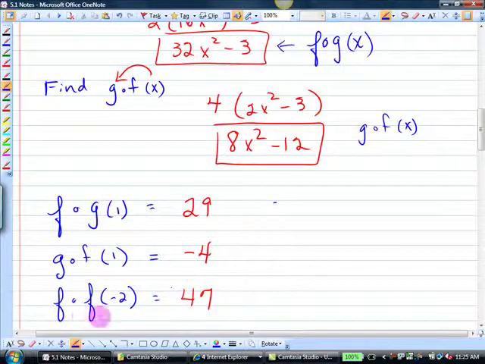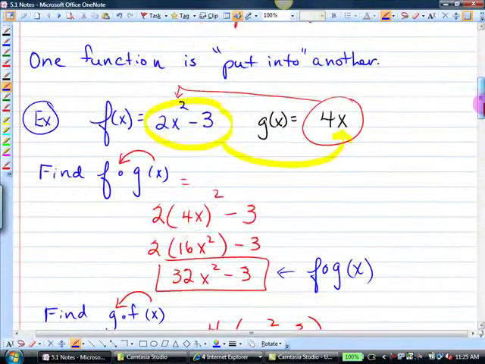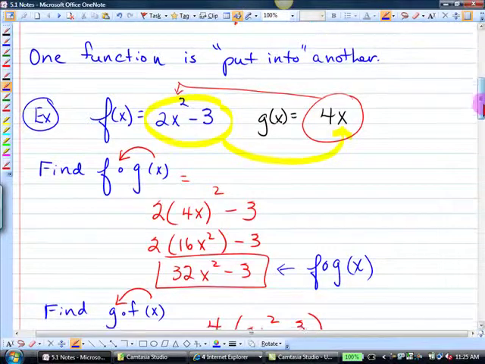How about f of g of negative 2? What does that mean? You plug in the same formula to that formula. Well, let's look up here. F of negative 2. Here's f. Put negative 2 in. What do we get? 1. Turn around and put 1 back in. And what do you get?